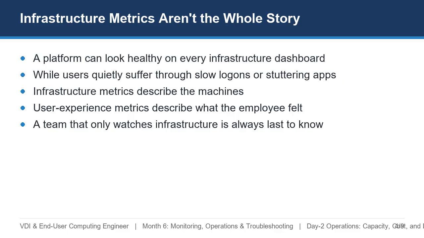Here's the trap. A platform can look perfectly healthy on every infrastructure dashboard, low CPU, low disk queue, autoscale behaving exactly as configured, while users are quietly miserable because logons take 90 seconds or applications stutter. Infrastructure metrics describe the state of the machines. User experience metrics describe what the employee actually felt. Both matter, but a team that only watches infrastructure dashboards will consistently be the last to find out about a real problem.